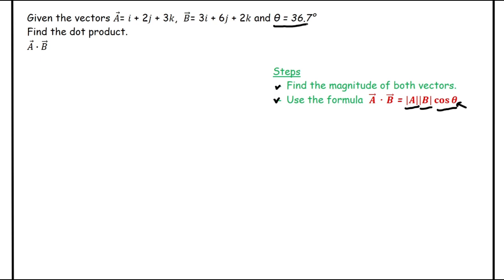Now theta in this case has been given as 36.7 degrees. So after finding the magnitude of A and magnitude of B, we'll plug everything into this formula and get the dot product. With that in mind, let's get into it.